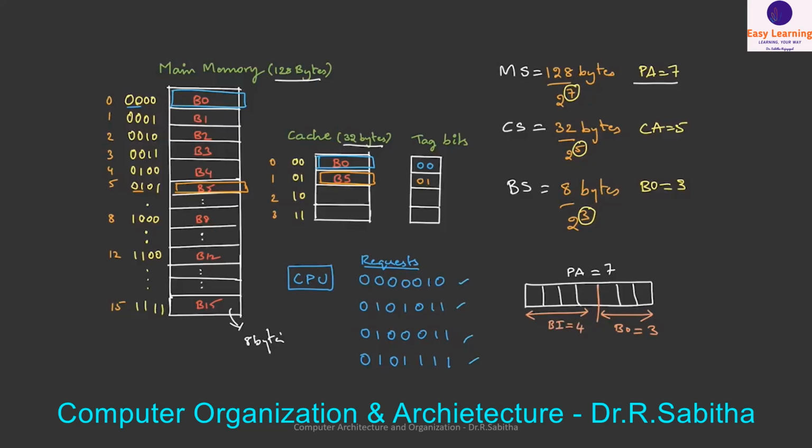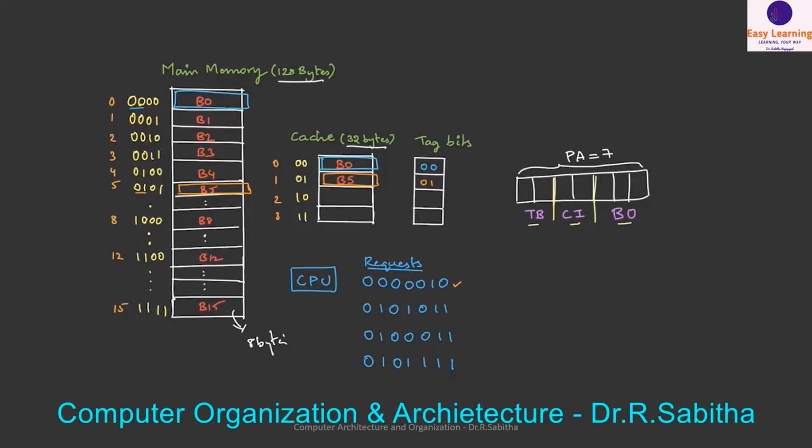The physical address is 7 bits wide. So first we will take this example. The physical address contains the least significant 3 bits for your block offset and the most significant 4 bits for your block index. Block offset and block index are used to index the row and the column of your main memory. Now we will check whether this respective block is present in the cache or not.